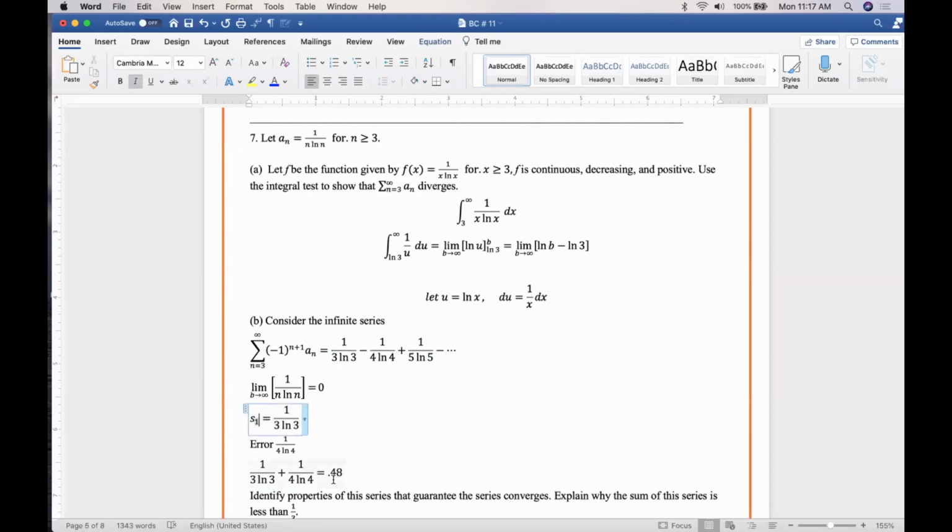The sum of two would be this minus that, isn't it? That's the sum of two. Can anybody tell me the answer for that? I got 0.123. And then what would be the error in this case? The error will not be that. The error will be a 5. The next term is the 5. Yes?